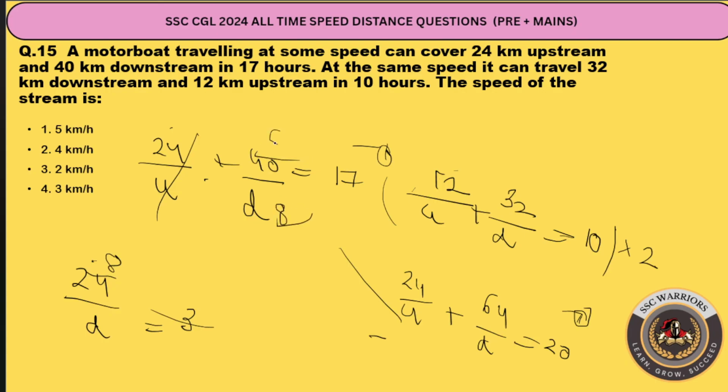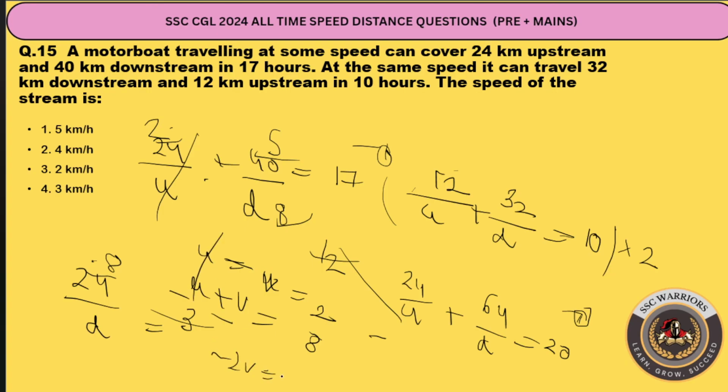So it will be 8, 5 times... Again now it is 12. So upstream speed will be 2. So u minus v will be 2 and u plus v will be 8. Now it is asking the speed of the stream. So again subtracting both equations, minus 2v is equals to minus 6. So v is equals to 3.